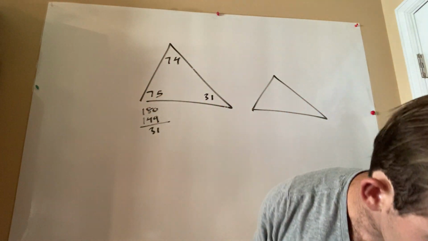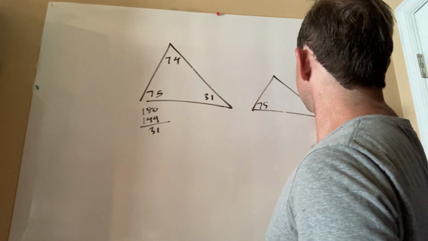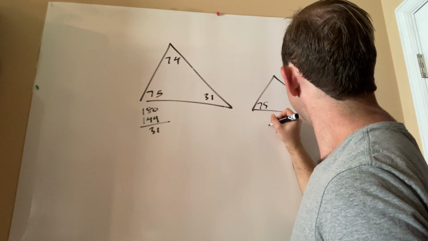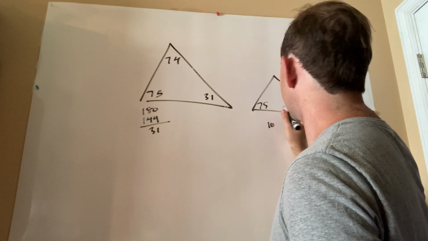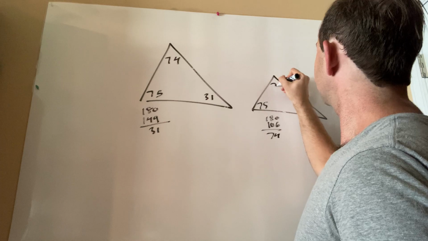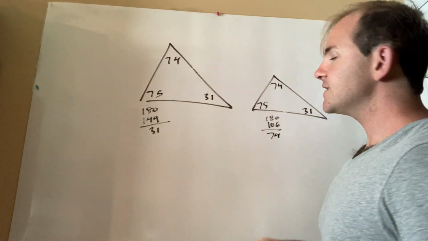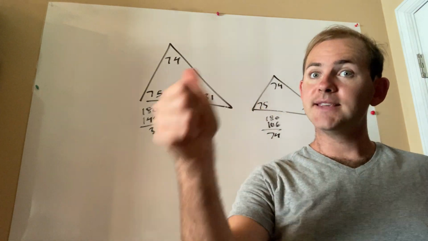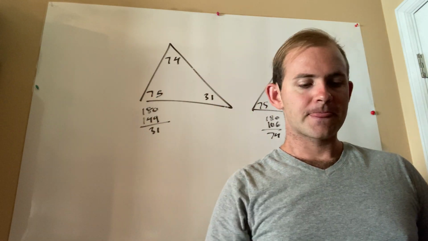Let's take a look at the other triangle, shall we? 75, 31, do the same thing, guys, where you add them up. So you get 106, subtract from 180, and I get 74. Do you guys see at least 2 angles in those triangles that are the same as 2 angles in the other? Yes, so we're good.